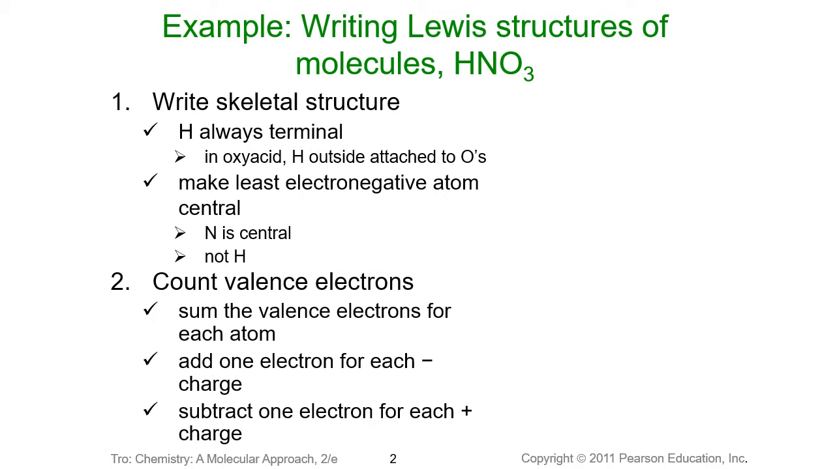In this case, nitrogen is further left on the periodic table, so nitrogen is going to be in the center. Our oxygens are going to be around the nitrogen. And because this is an oxyacid, a hydrogen with a polyatomic ion, our hydrogen is going to be attached to one of the oxygens.